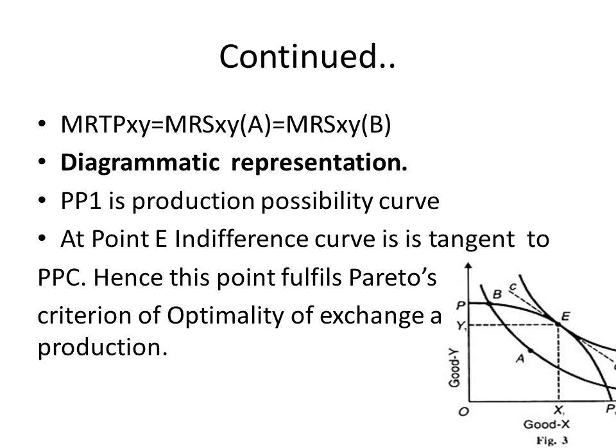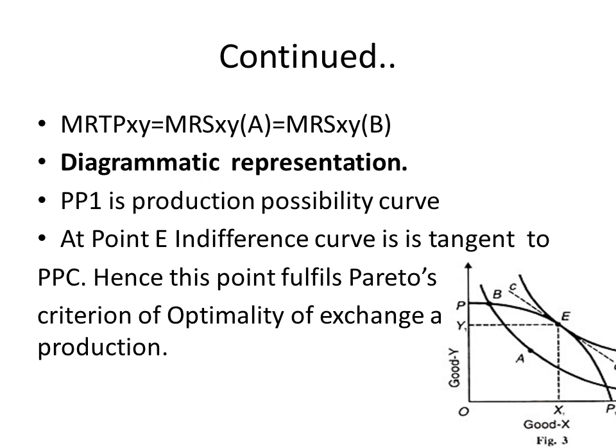This diagram can show the product mix, or the last Pareto's optimal criterion. Here we have O, on OX we have good X, on OY we have good Y. PP is the production possibility curve that shows the rate of substitution between the two goods X and Y.